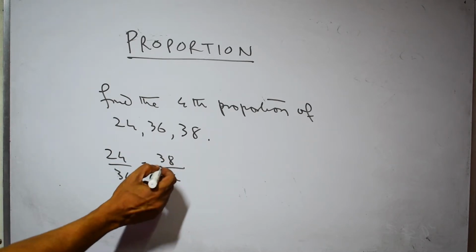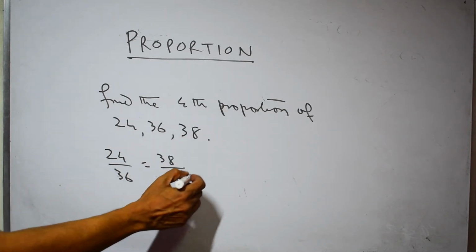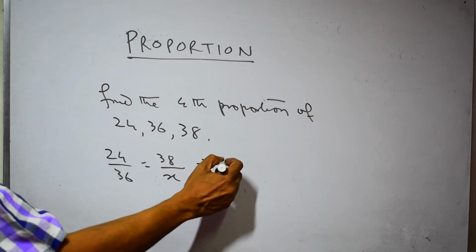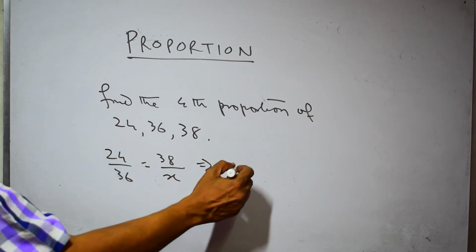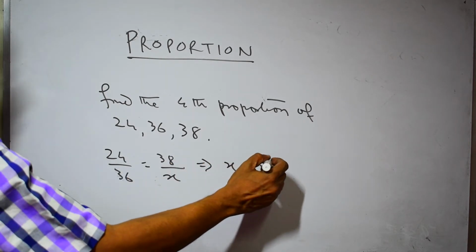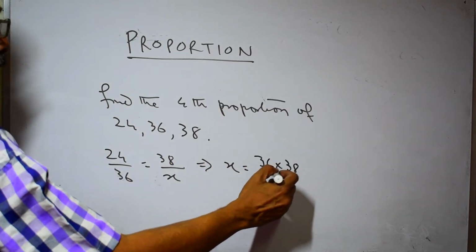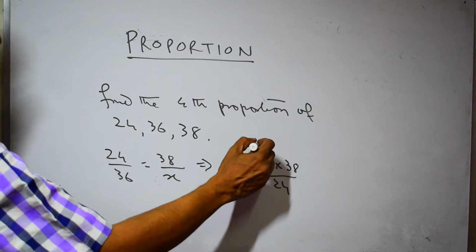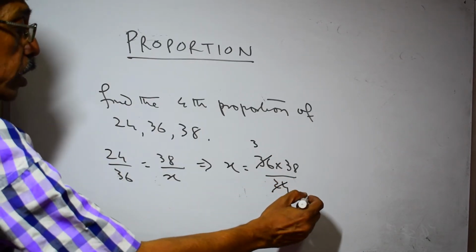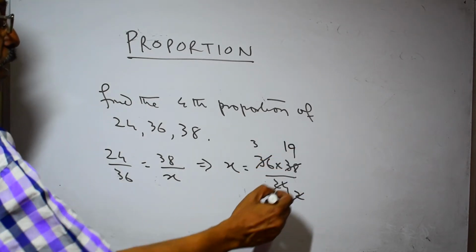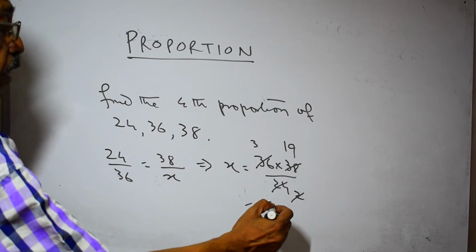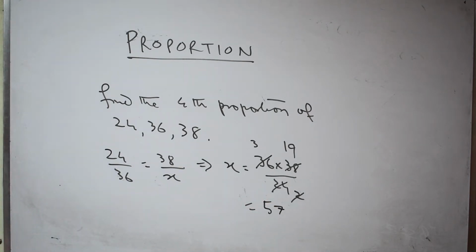So how to find out the fourth proportion, that I have taken as x, and the result will be, if I consider this x on the left side, the cross multiplication, then that will be 36 into 38 divided by 24. Now we can cancel with 12. 12 3s are 36 and 12 2s are 24. This is cancelled with 19. So 2 19s are 38. So we have 57. So fourth proportion will be 57.